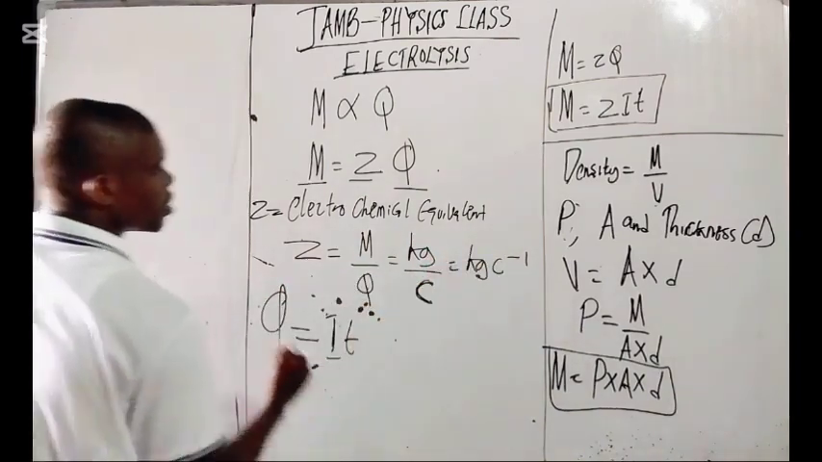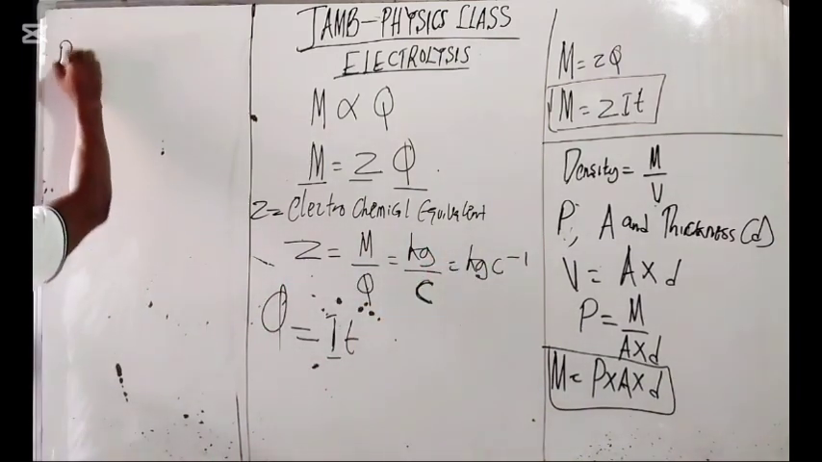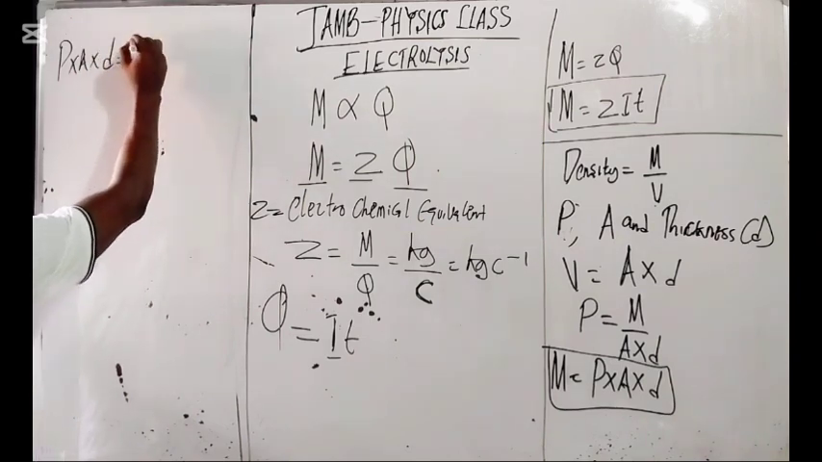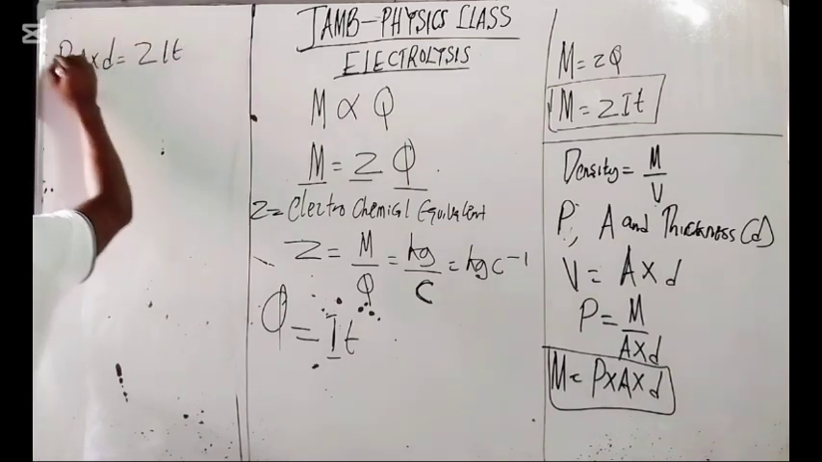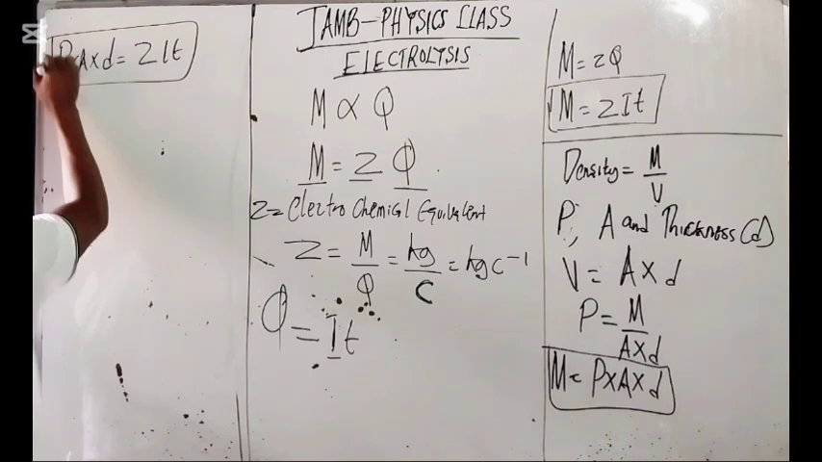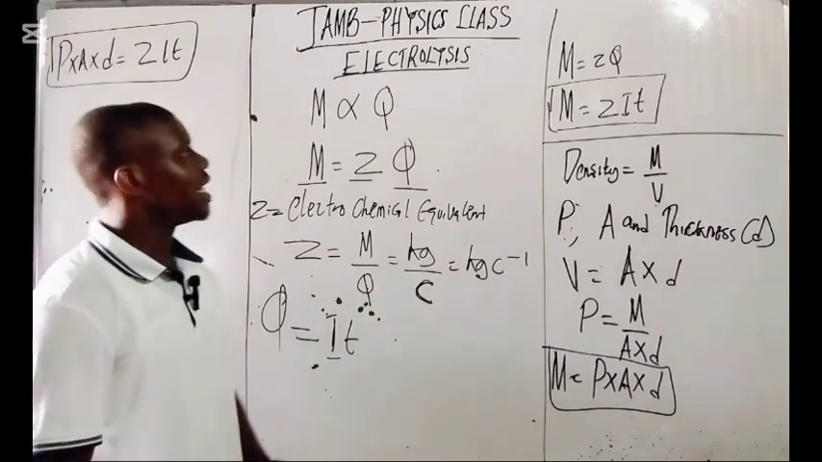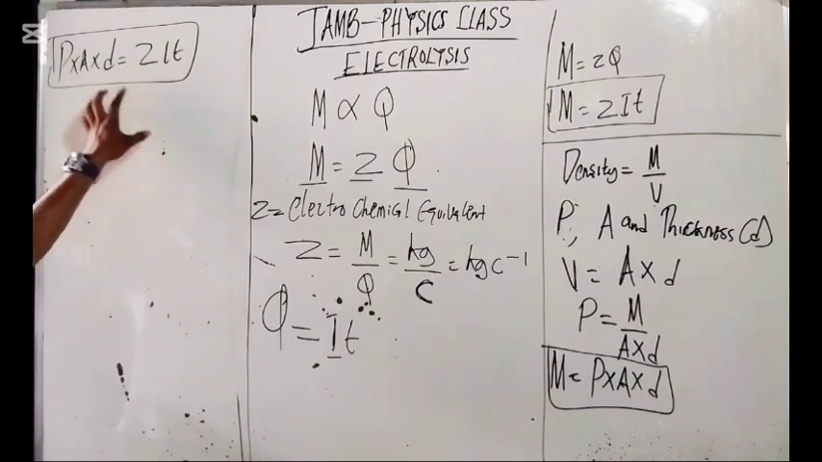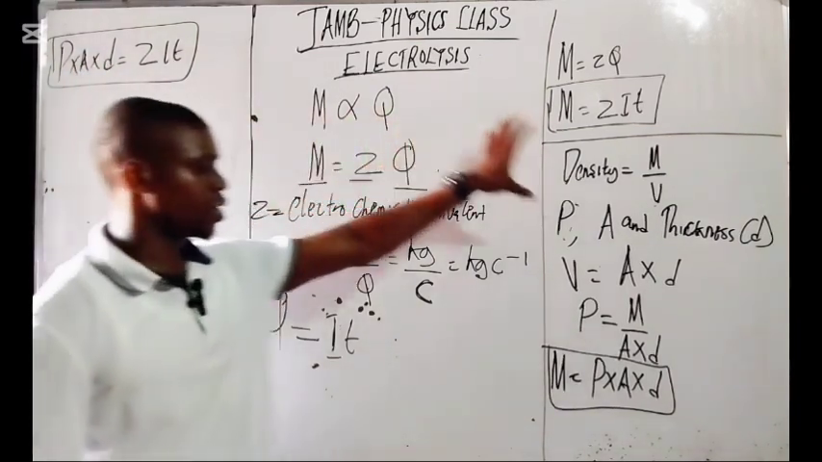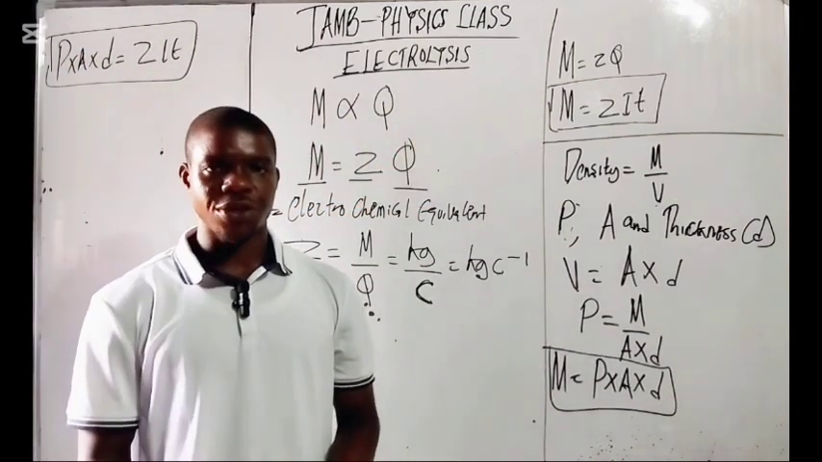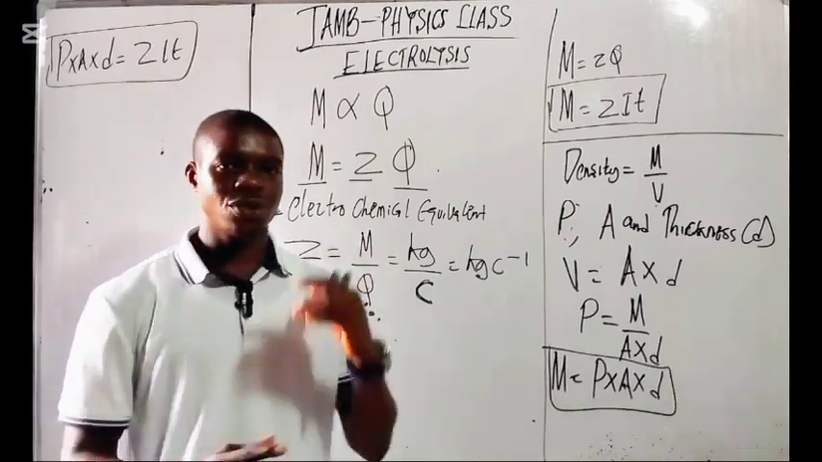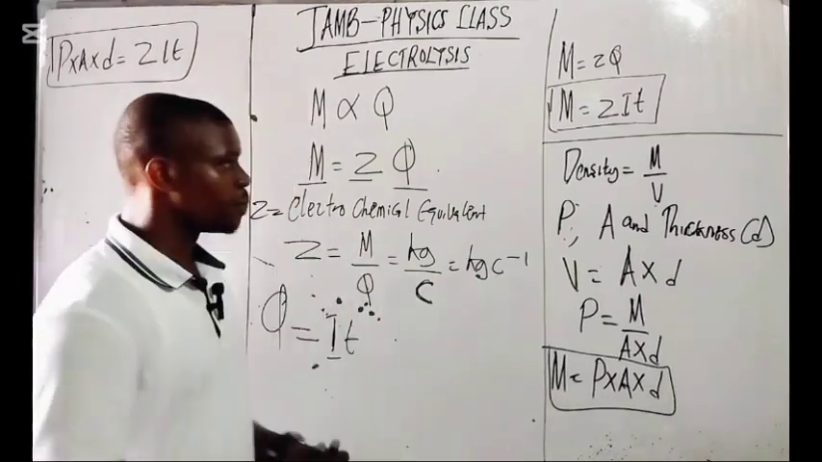So here we can now say that P times area times the thickness equals to ZIT. So we can also use this one in electrolysis, when it comes to physics calculation. You can use this one here, and you can also use this one here. So you have to see how to use the various formulas to solve questions under electrolysis in physics, right? So please take this formula down.